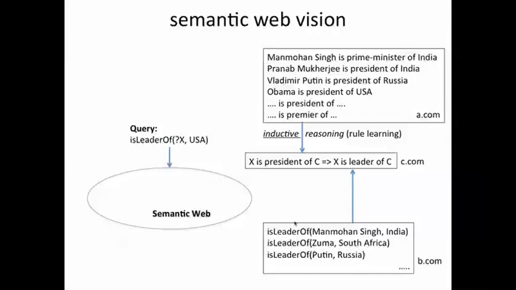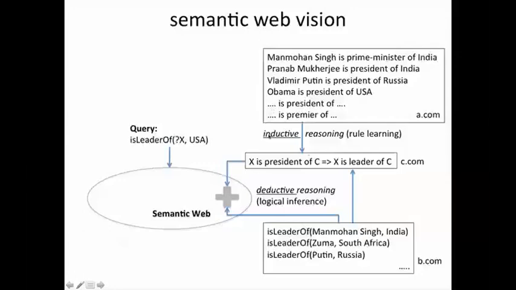Next, normal deductive reasoning allows us to combine the rules and facts to arrive at the fact that Obama is the leader of USA, which is then the answer to our query. Further, this new fact is then added back to the appropriate part of the semantic web dealing with facts of this nature.